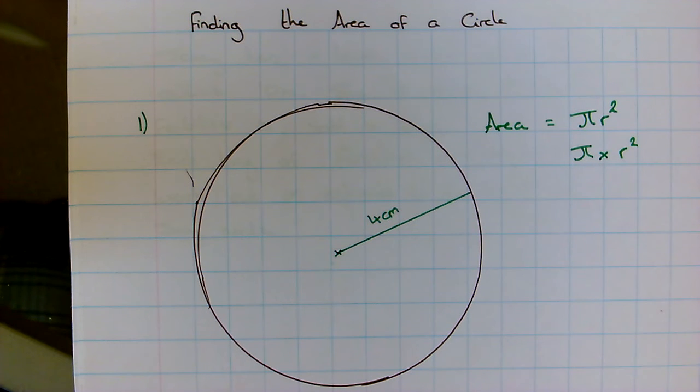Welcome to this short video clip on finding the area of a circle. We're going to look at 3 questions: one where we get given a radius, one where we get given a diameter, and then an application question as well. So how are we going to use this? How is it going to be useful to us?